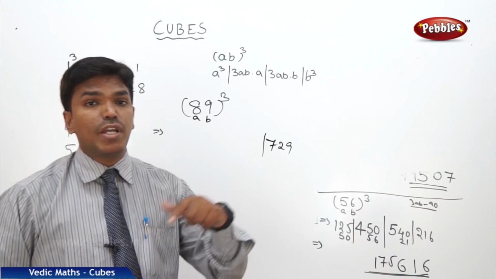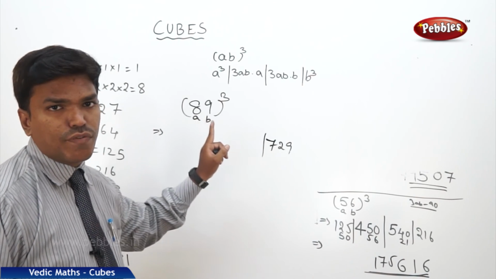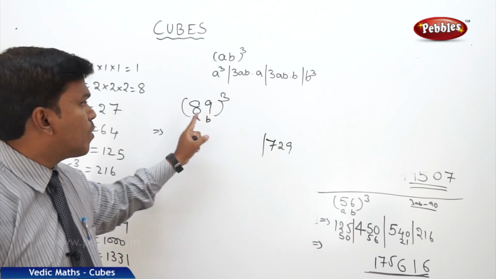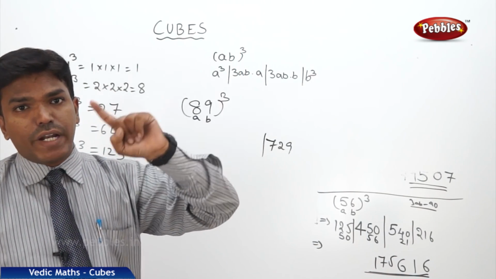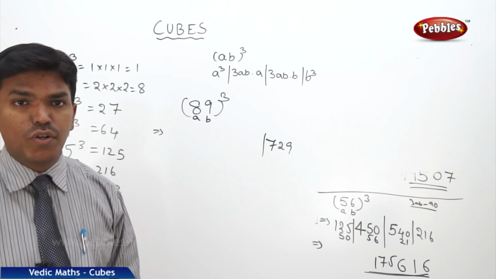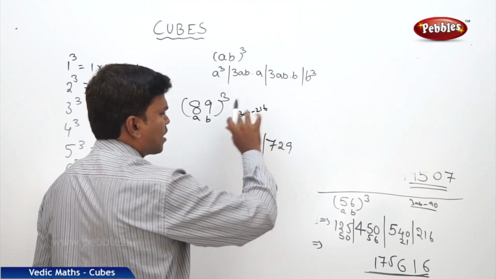So first calculate 3ab and keep it aside. So 3ab, 3 into 8 into 9. 3 8s are 24, 24 9s are how much? 9 2s are 18, 180. 180 plus 9 4s are 36. 180 plus 36, how much? 216. So the 3ab value is 216. Just keep it aside.